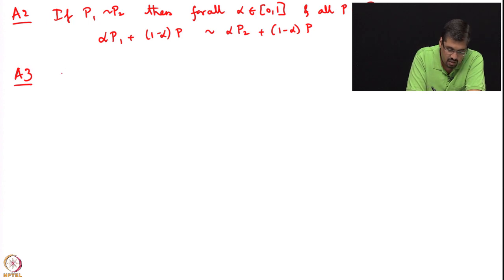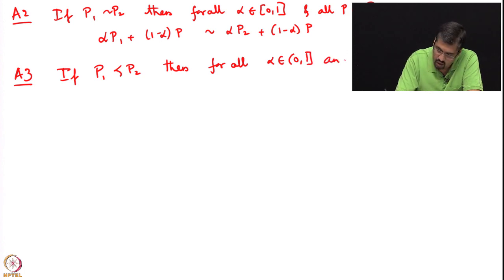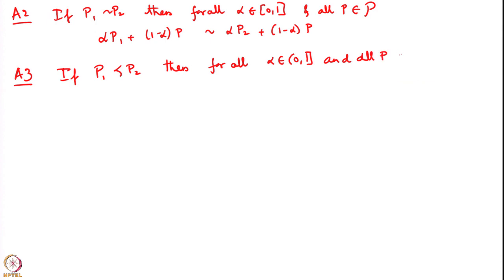The third assumption is that if P1 is strictly less than P2, then for all alpha in (0, 1) and all P in the set of lotteries, so if P2 is strictly preferred to P1, then you can mix any other lottery with P1, and in the same proportion mix it with P2 as well, and the preference order would remain the same.